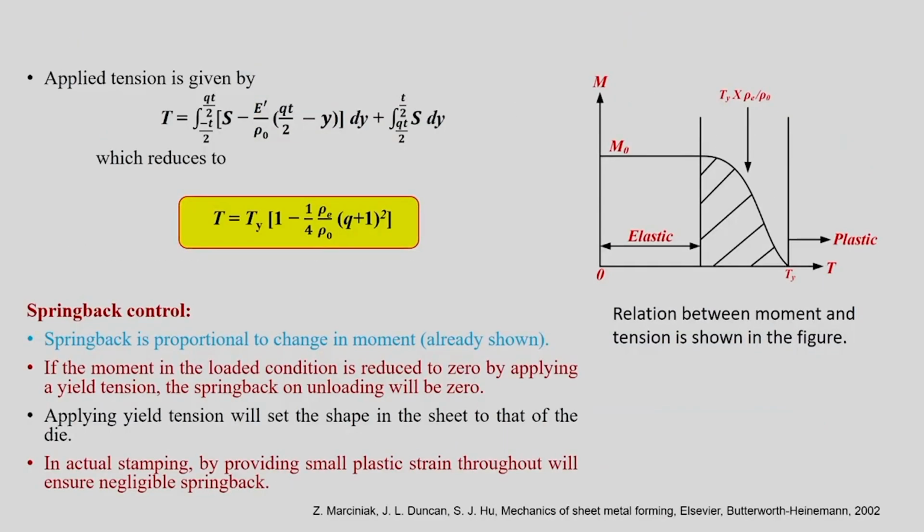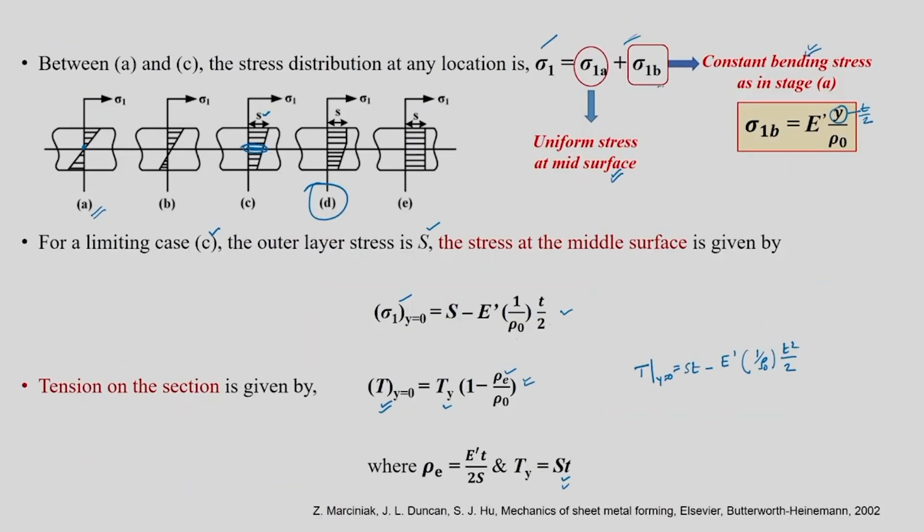Then, what do you get as the applied tension? The same thing, from minus t by 2 to qt by 2, only y will not come here. S minus E dash by rho naught into (qt by 2 minus y) is my sigma 1, and here it is S only, which is also sigma 1. This reduces to a simple equation: T is equal to Ty into (1 minus 1 by 4 times (rho e by rho naught into (q plus 1)) the whole square). That is the way it is going to come. You can check it. What is Ty? We already derived it. Ty is nothing but your tension at yield, which is nothing but S t. You can check it.